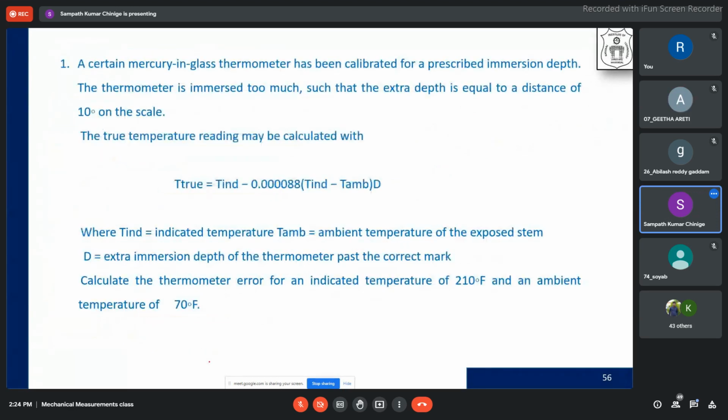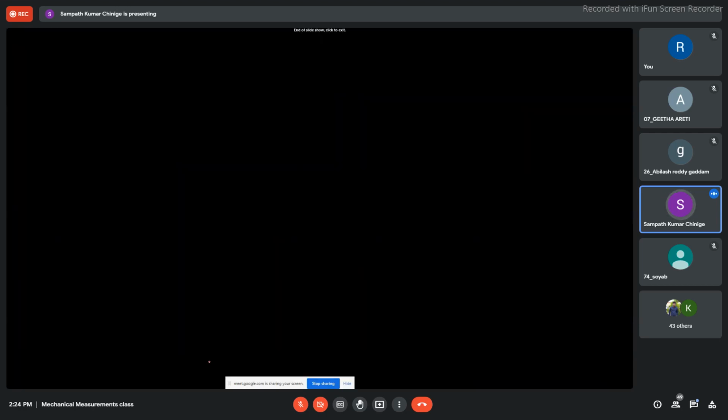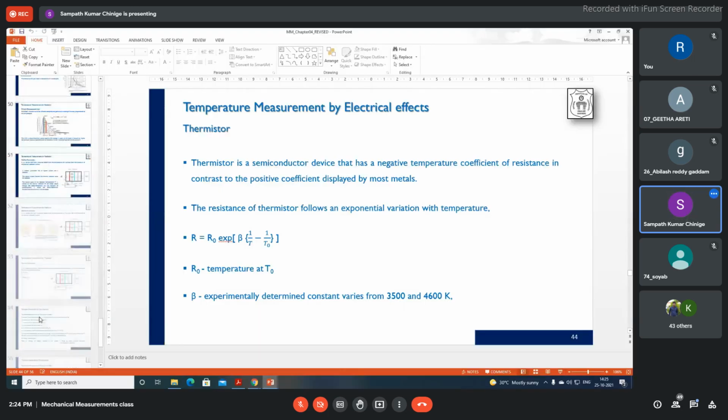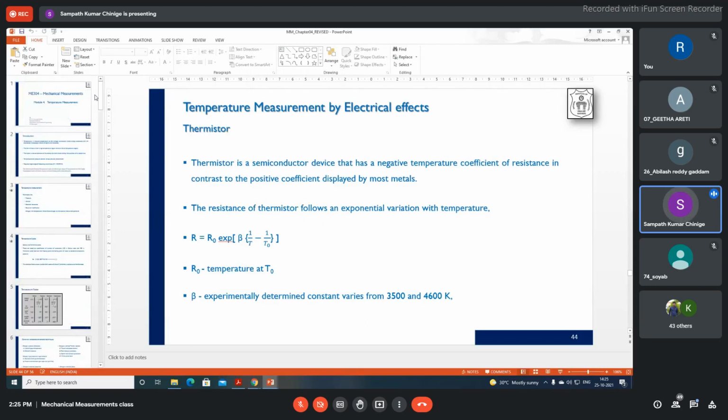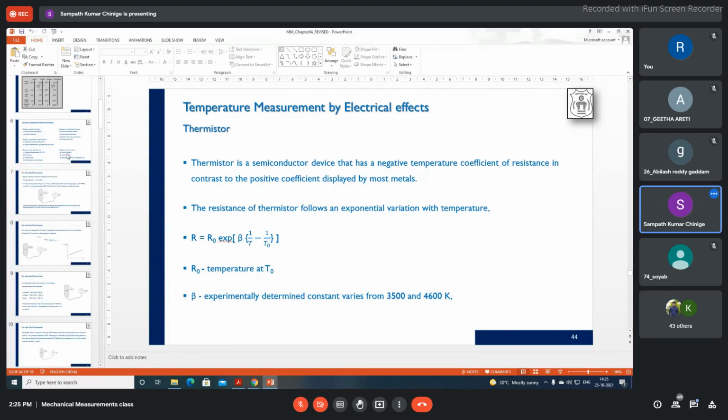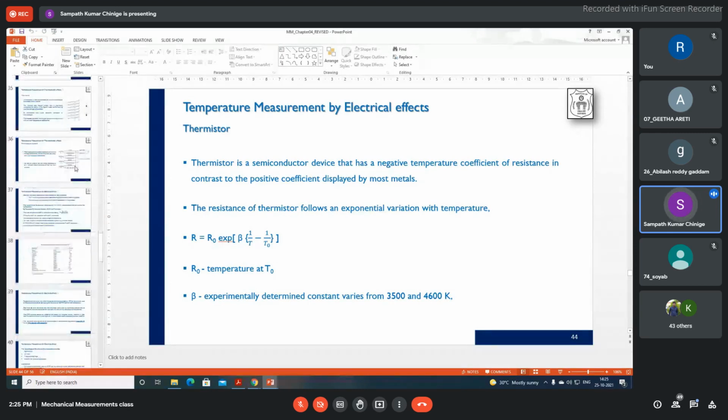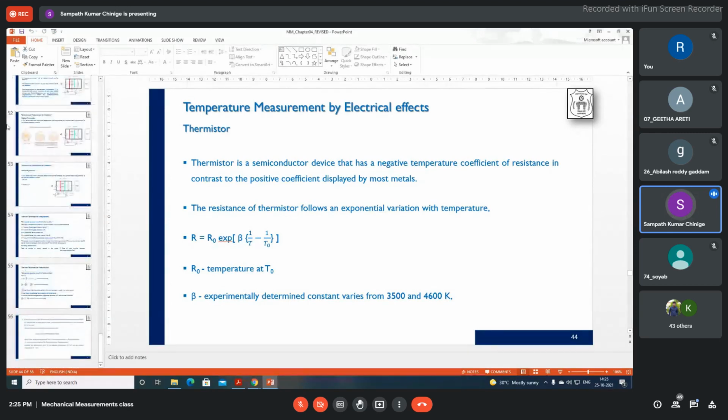I have given you a very small example. I will share this with you, please have a look at it. And this is all about temperature measurement. So we have looked at different materials, setups or systems by which we measure temperature so far. Tomorrow's class we will start with flow measurement.